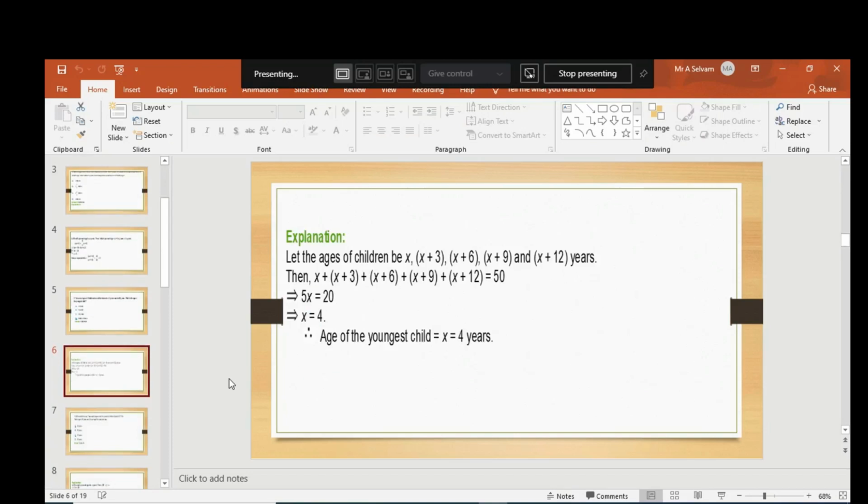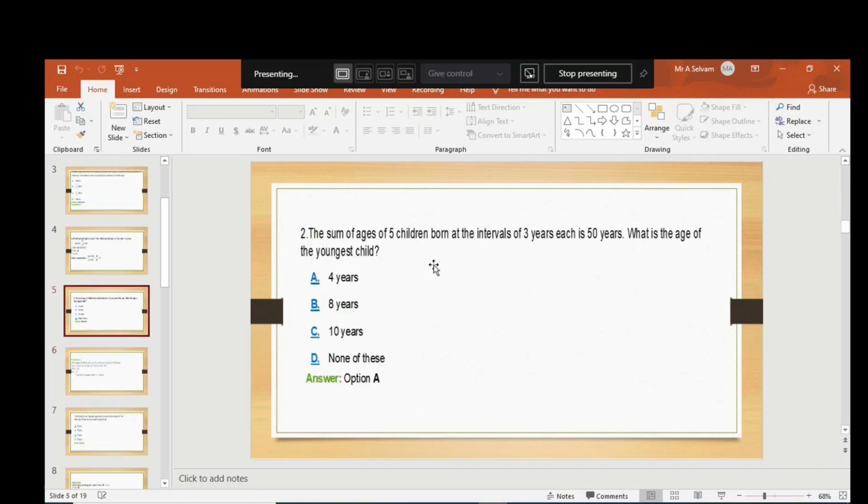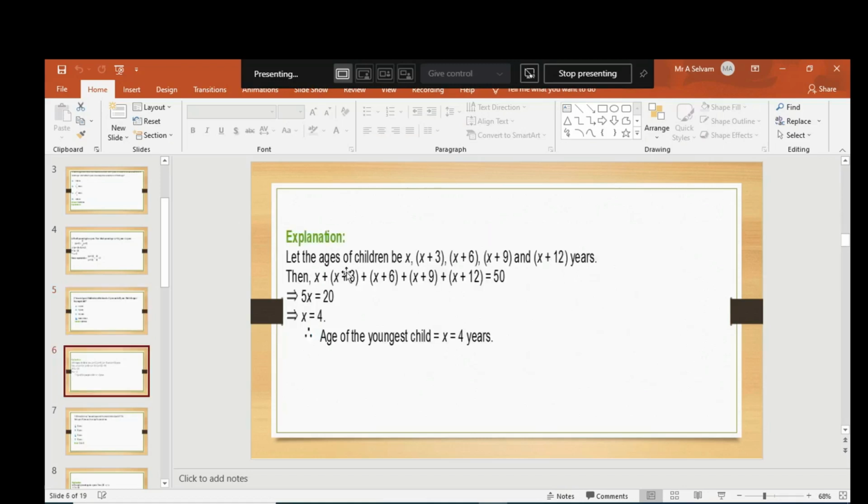Now we move on to the explanation side. The ages of 5 children at intervals of 3 years. The first child we can consider as x, with a 3 year gap between children. The second is x plus 3, then the third child x plus 6, the fourth child x plus 9, then the fifth child x plus 12 years.